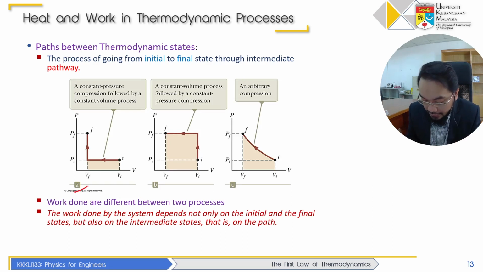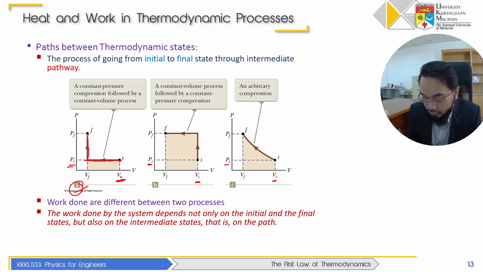In A, B, and C, all the initial and final states are the same, because it is at the same volume, Vi, and the same Pi for all three. The final state for the three is also the same. The only thing different is the pathway the system goes through in order to move from state I to state F. So in A, it goes from here to here and then it goes up.